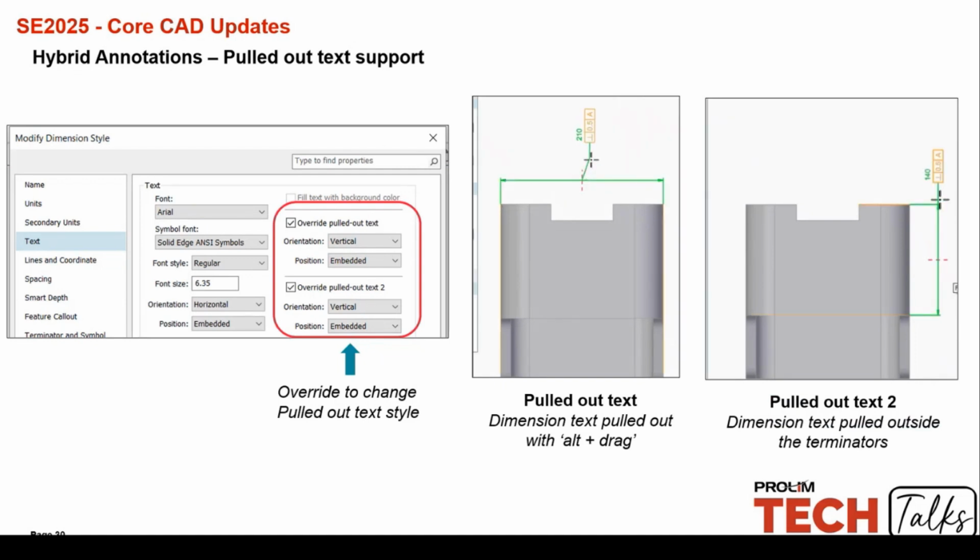Pulled out text is now supported as well for this hybrid annotation. So hybrid annotation displays will be adjusted according to the override set for the pulled out text. And to piggyback off of the last slide, these dimension lines can also be connected to the dimension and/or the feature control frame. Hybrid annotations can be exported as well for that downstream support to JT, STEP, NX, again utilizing that interoperability between the two, 3D PDF, DXF, and DWG.